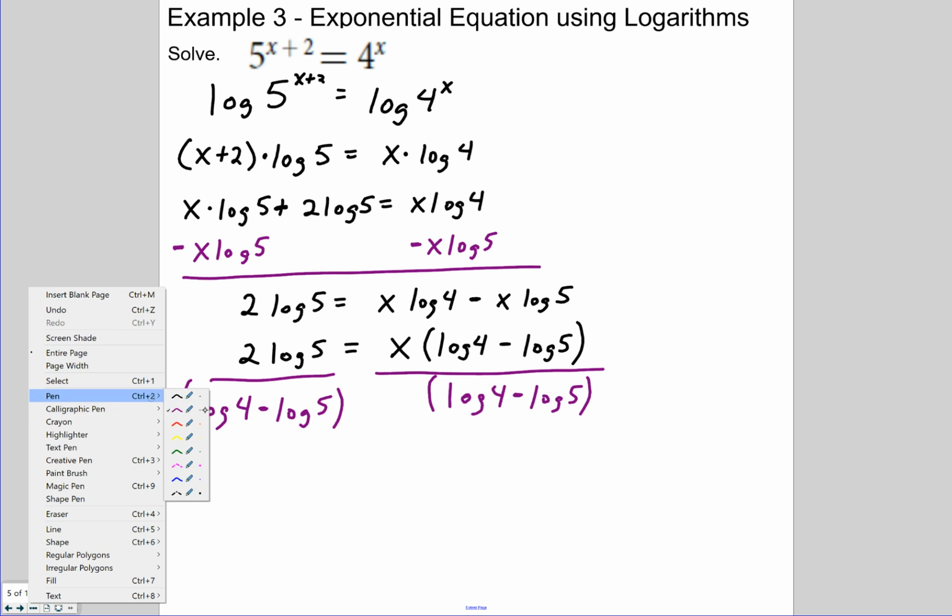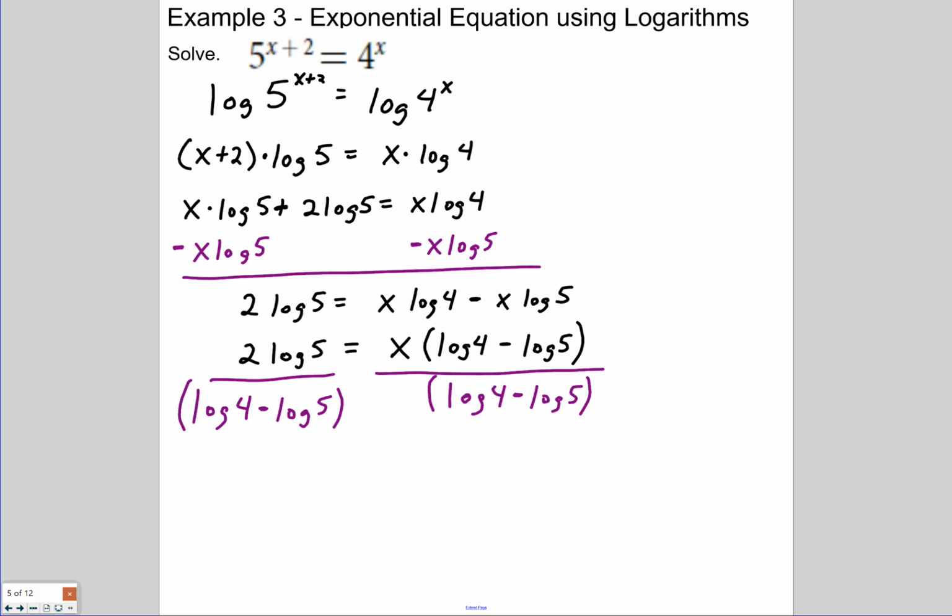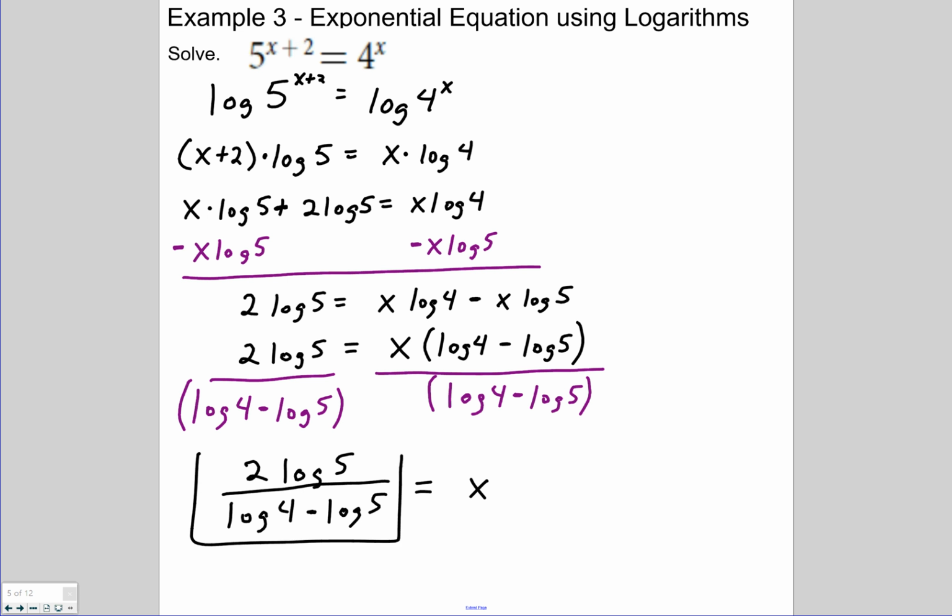All right, so our answer with logs is going to be 2 log 5 over log 4 minus log 5. Woo-hoo, that was fun. No one agreed. All right.